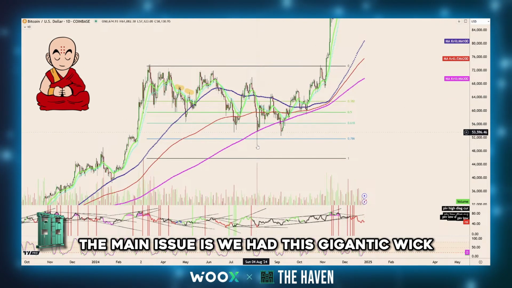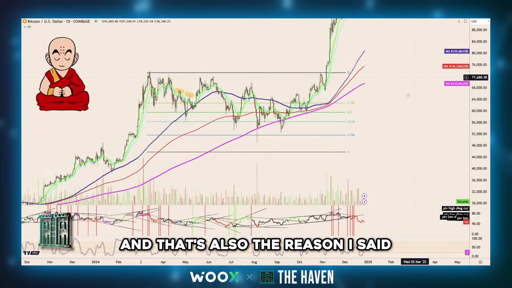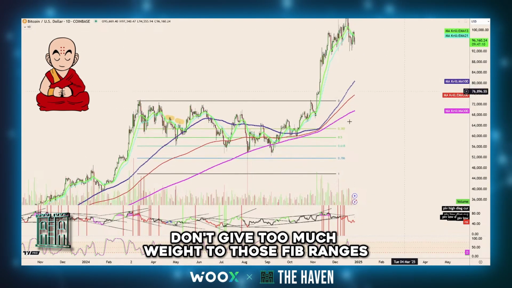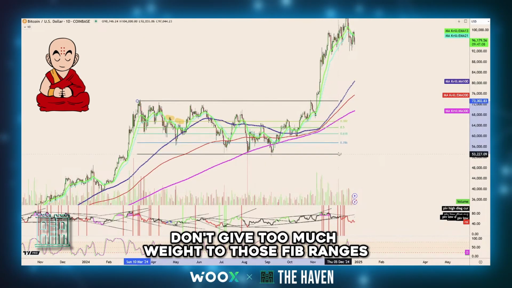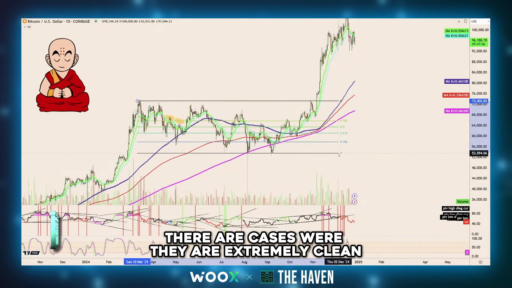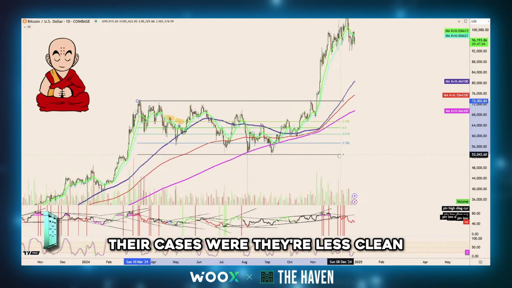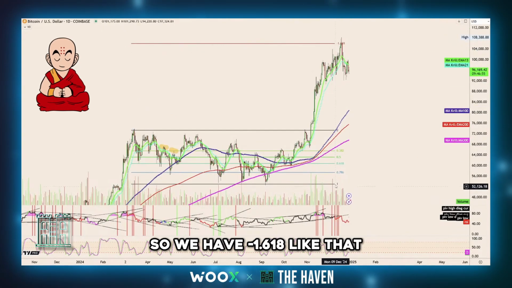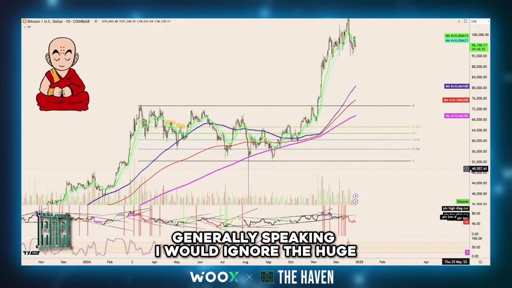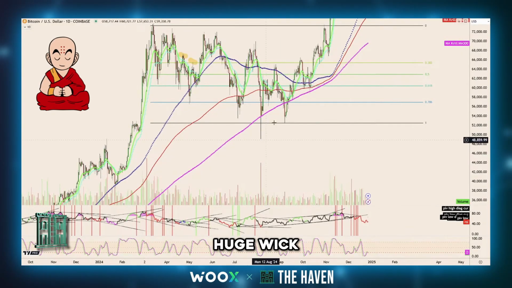The main issue is we had this gigantic wick. And that's also the reason I said don't give too much weight to those FIB ranges. There are cases where they're extremely clean, there are cases where they're less clean. So we have -1618 like that. Generally speaking, I would ignore the huge wick.